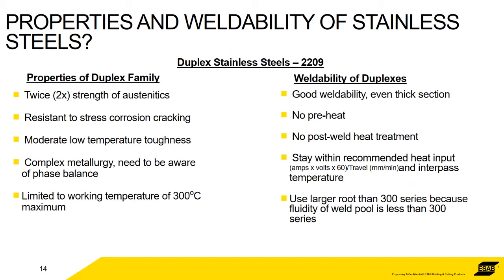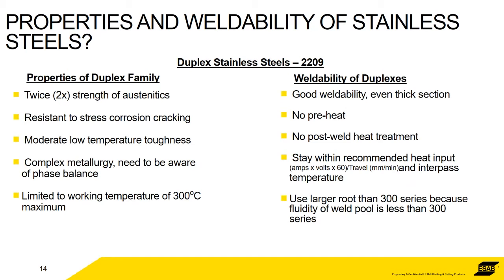One of the key properties of a duplex and why people use them is the strength. You've got a lot of stainless corrosion resistance, but you have twice the yield strength of an austenitic stainless steel. So that combined with the resistance to stress corrosion cracking makes it very beneficial in a lot of applications. In terms of low temperature toughness, you don't buy and use duplexes for low temperature toughness. In terms of manufacture, yes, it's a complex metallurgy, and people need to be aware of the phase balance. If you don't have a 50-50 or at least a 65-35 balance between the austenite and the ferrite, then you've not got a duplex and you won't get all of the properties that you need.